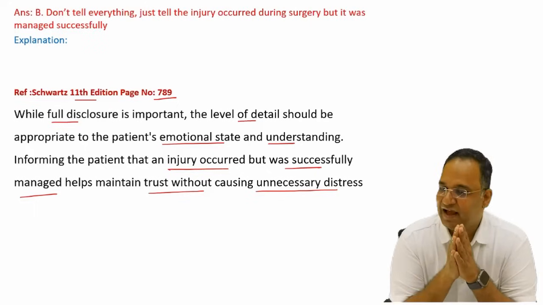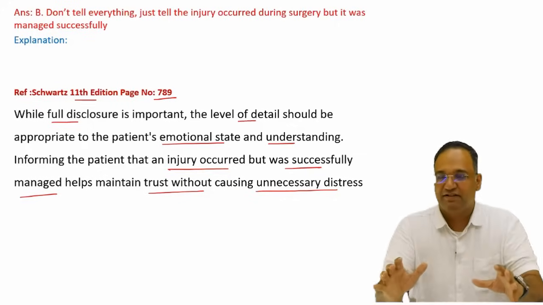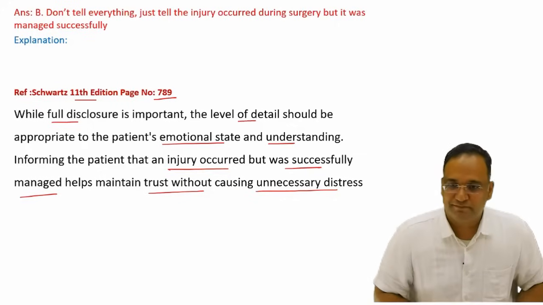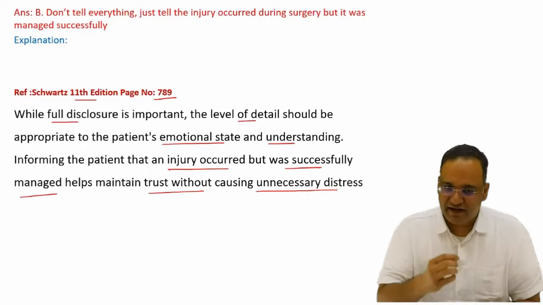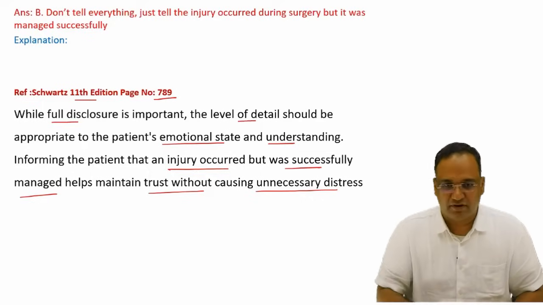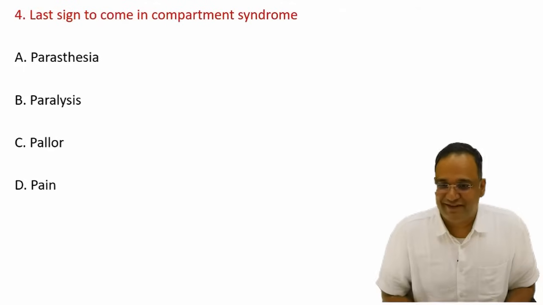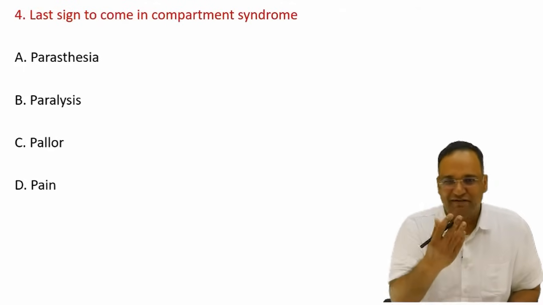I'll tell you one thing. I have not picked up any of the explanation from the book. I have just done cut, copy, paste from our PPTs for all the questions. It is word to word, line to line, for all the 3 questions from all 3 books. Okay, let's move on to the next question. Last sign came in compartment syndrome. This we discussed in high yield also, just before the exams. Hope you remember, but anyway, it's an easy question.